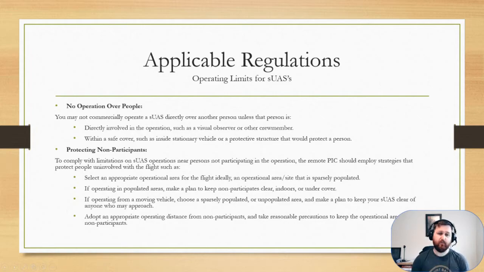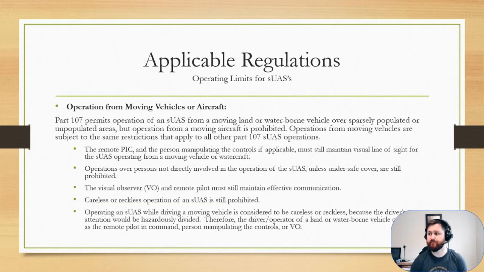If operating from a moving vehicle, choose a sparsely populated or unpopulated area, and make a plan to keep your sUAS clear of anyone who might approach it, and adopt an appropriate operating distance from non-participants to take reasonable precautions to keep the operational area free of all non-participants.